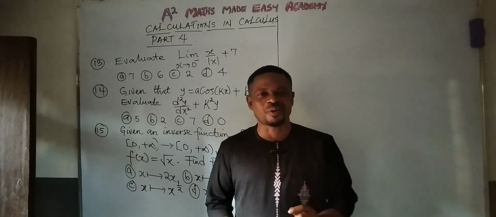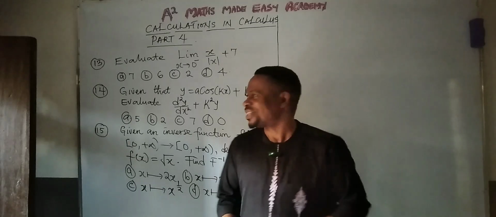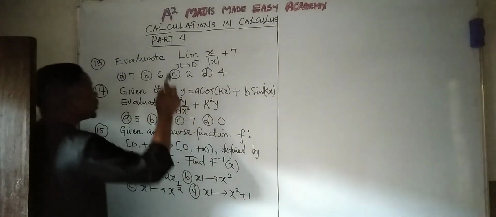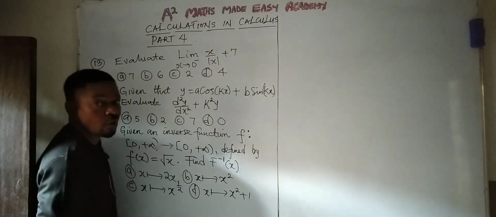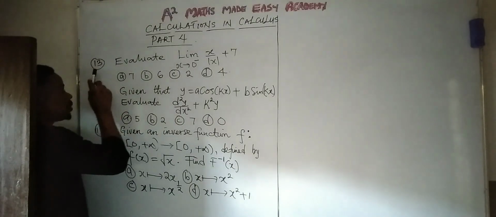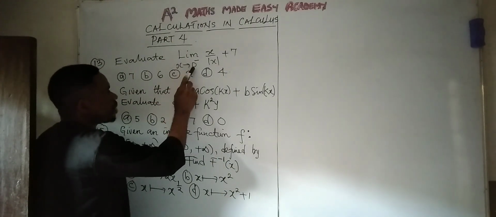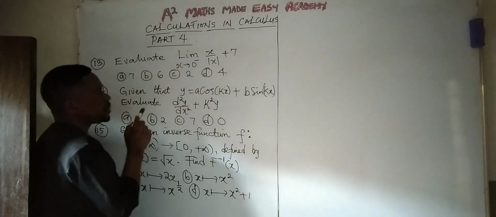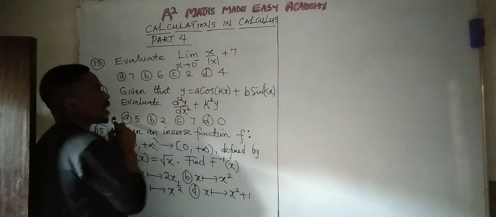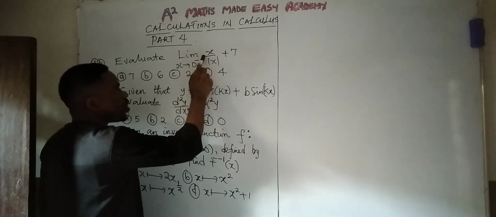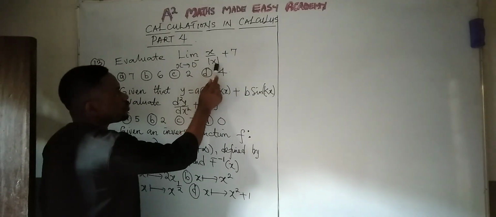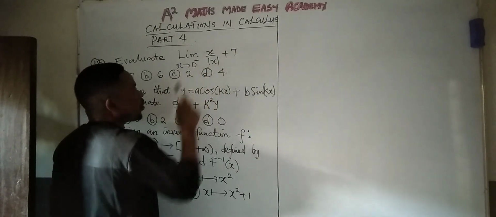Now question number 13. Let's go. Today's edition is part 4. Now let's solve this question number 13. Evaluate the limit as x approaches 0 minus of x over the absolute value of x, plus 7.